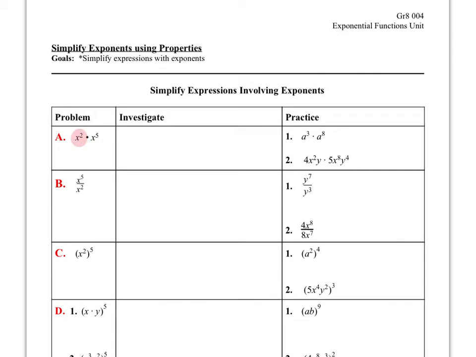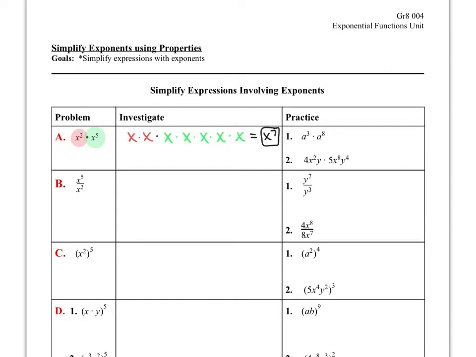X to the second I know can be written in expanded form as x times x. Now that's also multiplying x to the fifth, which can be written in expanded form as x times x times x times x times x. I have repeated multiplication of the same base, and this means my final answer can be written as x to the seventh, since it's x multiplying itself 7 times.